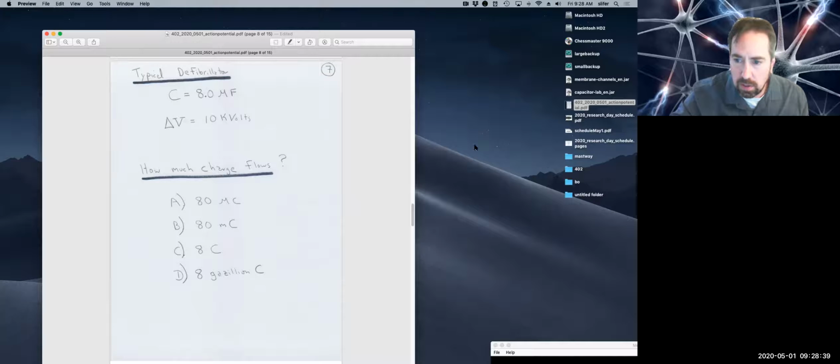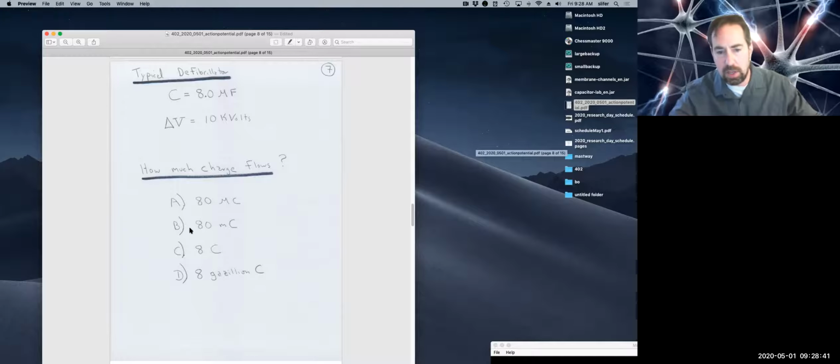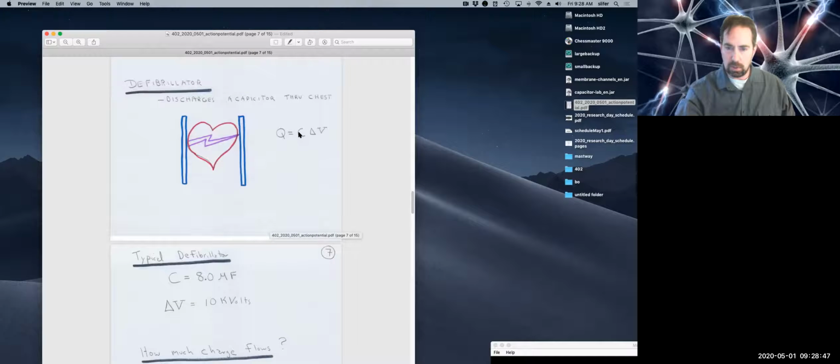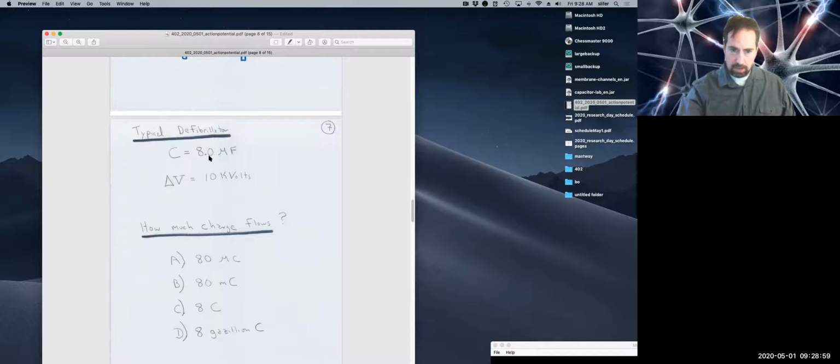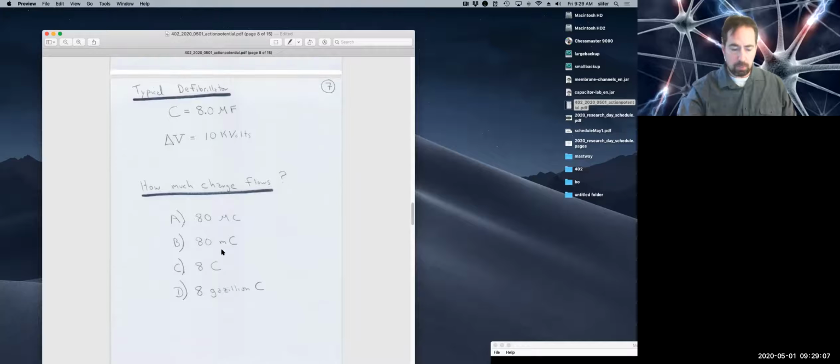Okay. The correct answer is B. It is 80 millicoulombs. What I'm doing is I'm just going back to my cousin of Ohm's law, and the charge on this capacitor plate, which is going to discharge when it conducts through your chest, is going to be just given by the capacitance times the potential difference. We have an 8 times 10 to the minus 6 times a 10 times 10 to the third. So that together gives me a 0.08, I believe, in terms of coulombs. And that is equivalent to 80 times 10 to the minus 3.